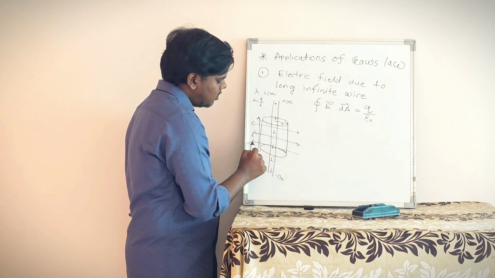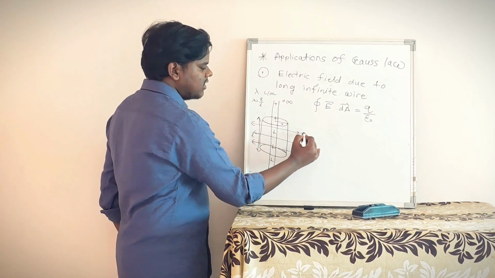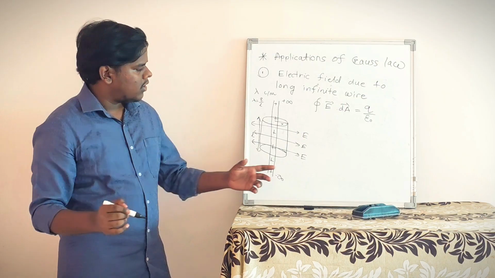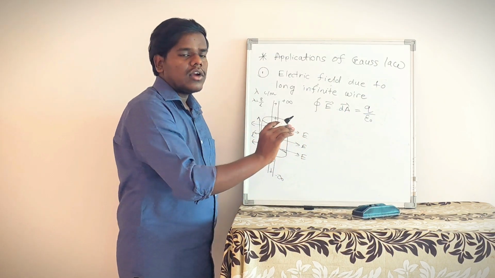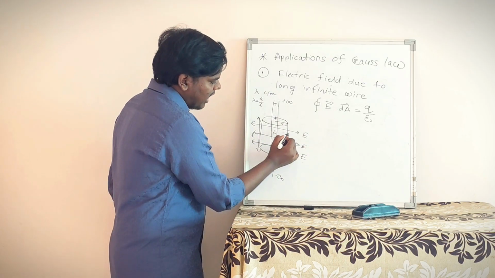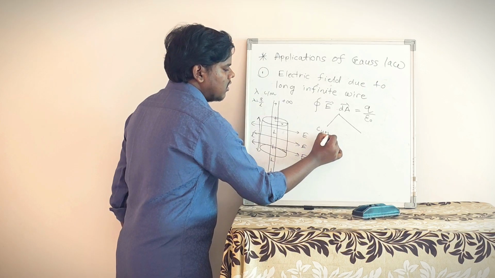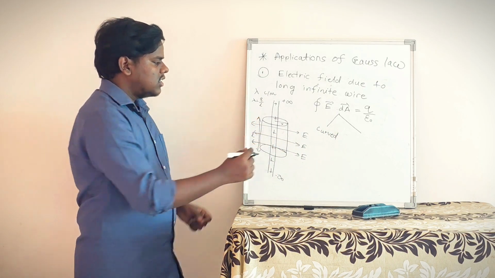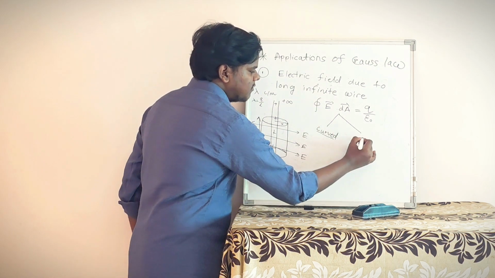Due to this wire through this surface, the electric field lines will be like this. So now we know E dot dA is q by epsilon naught. Here the area is this curved area. For the cylindrical Gaussian surface, there are two areas: this curved part and this flat part.